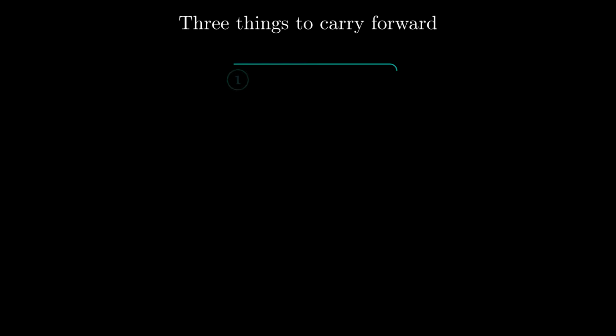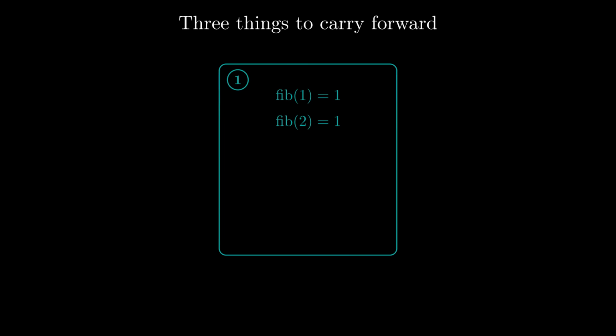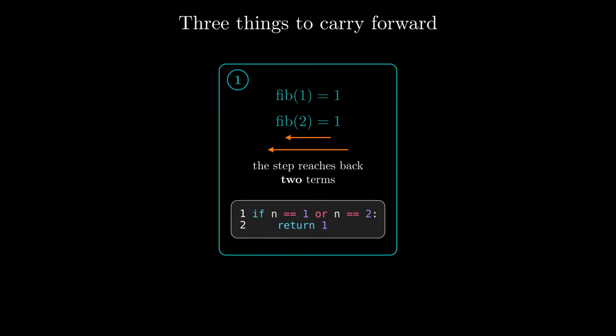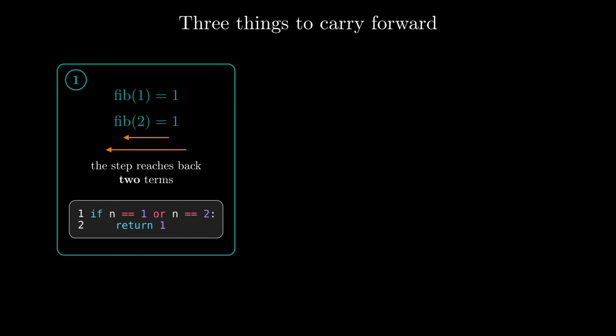3 things to carry forward. Fibonacci needs 2 base cases. Fibonacci of 1 and Fibonacci of 2 both equal 1, because its recursive step reaches back 2 terms, and the definition translates line for line into code.